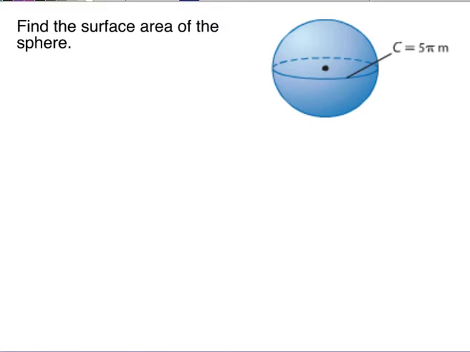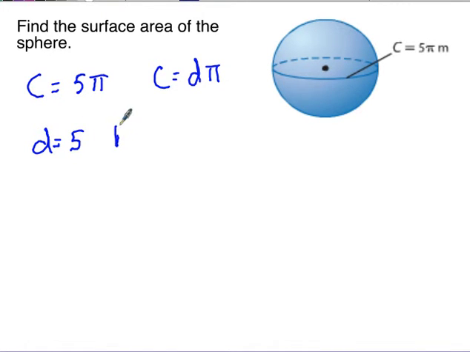All right. So find the surface area of this sphere, and all we're given is the circumference of the sphere. So circumference equals 5 pi. What is the formula for the circumference of a circle? That would be the diameter times pi, right? So the diameter is 5, which means the radius is 2.5.